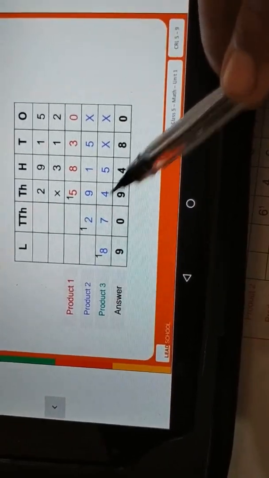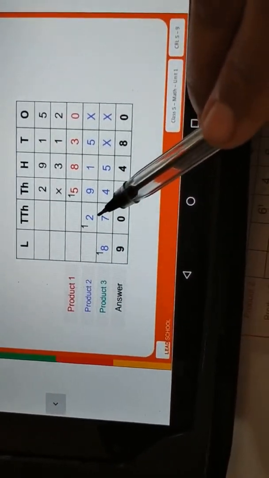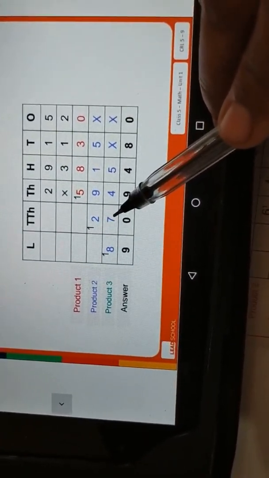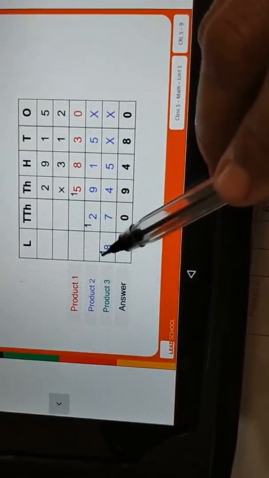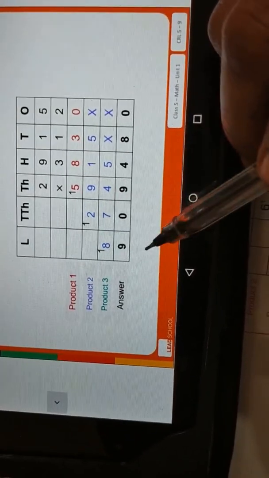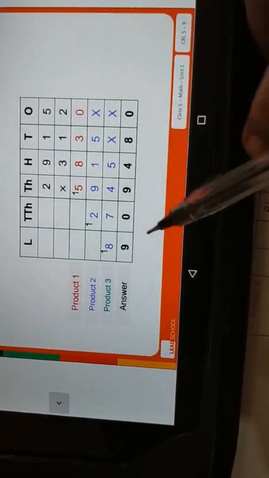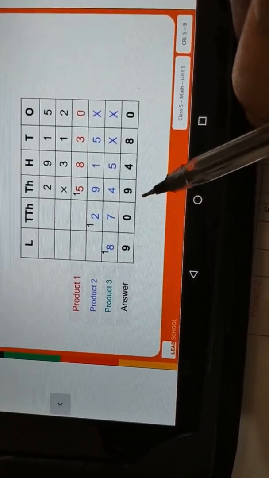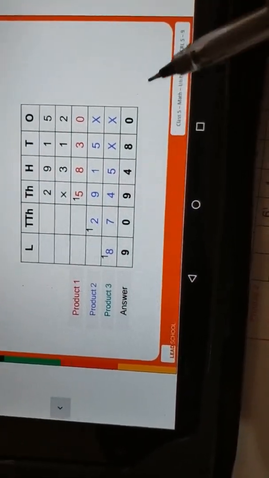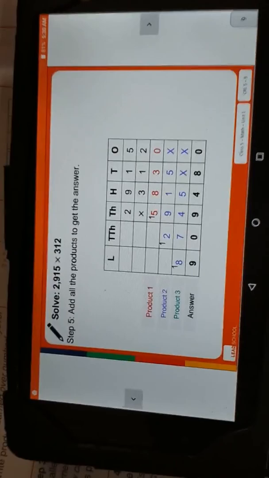Right here 9. 1 is a carryover. 2 plus 7 is 9 is there. 9 plus 1 is 10 is there. Right here 0. 1 is a carryover. 1 plus 8 is 9 is there. So answer is 9,19,480. Now students, you have to look at this.